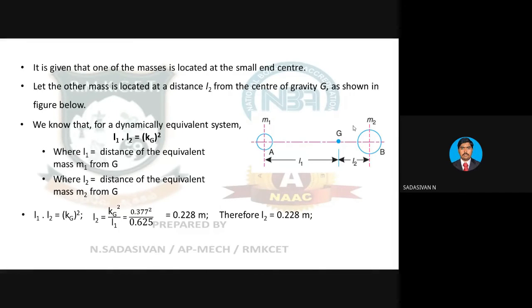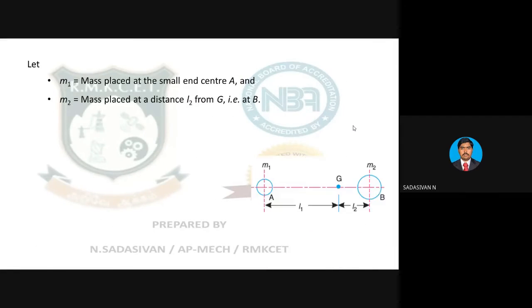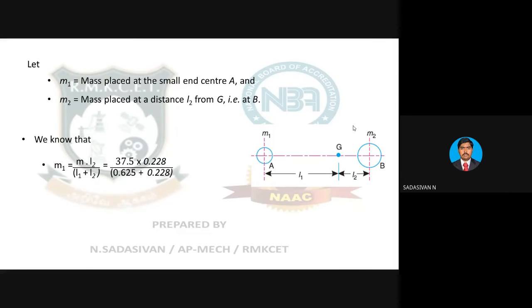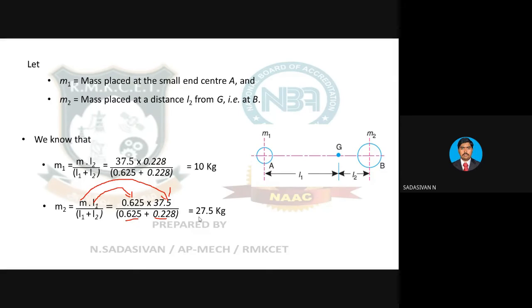L2 is 0.228. Now you know L1 and L2. Now we have to find M1 and M2. The formula is already there, a simple substitution. M1 equals M into L2 by L1 plus L2, where M is the rigid body connecting rod mass, 37.5 kg. So 37.5 into 0.228 by 0.625 plus 0.228, which is about 10 kilogram. Similarly, M2 equals M into L1 by L1 plus L2. I have swapped the numbers, but it is numerically correct: M is 37.5, L1 is 0.625, and the denominator is 0.625 plus 0.228. The answer comes around 27.5 kilogram.